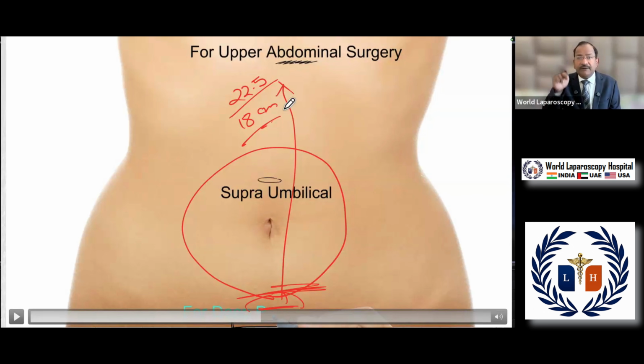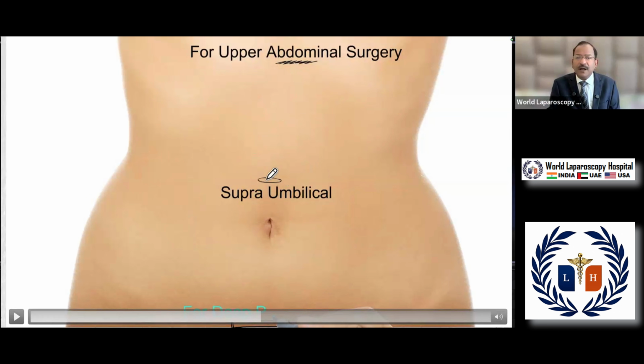The question is, can we directly put the optics in the xiphisternum? No. First you have to go to Palmer's point, and under vision from Palmer's point you will put the port in the epigastrium, because supraumbilical blindly you can go only up to 10 centimeter. If you have to go more than 10 centimeter supraumbilical, then it is risky. You can perforate the duodenum, you can perforate the liver. So, first you go to Palmer's point, that is the mid-clavicular line 3 centimeter below the costal margin, and then under vision of this you will put the supraumbilical port. So, supraumbilical is very important, and I hope we understood how to calculate.